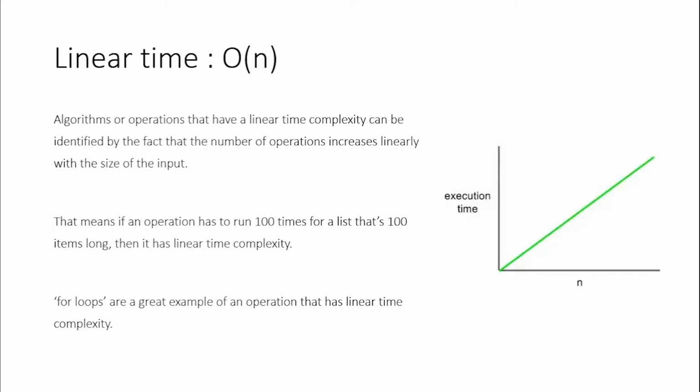Say for example, if you have an array of 10 elements, and you write some algorithm, and the algorithm takes 10 seconds to run, and now if you have 50 elements, the execution time goes up to 50. That means it is directly, or linearly, related to the data size, right? So for loops are a great example of an operation that has linear time complexity.